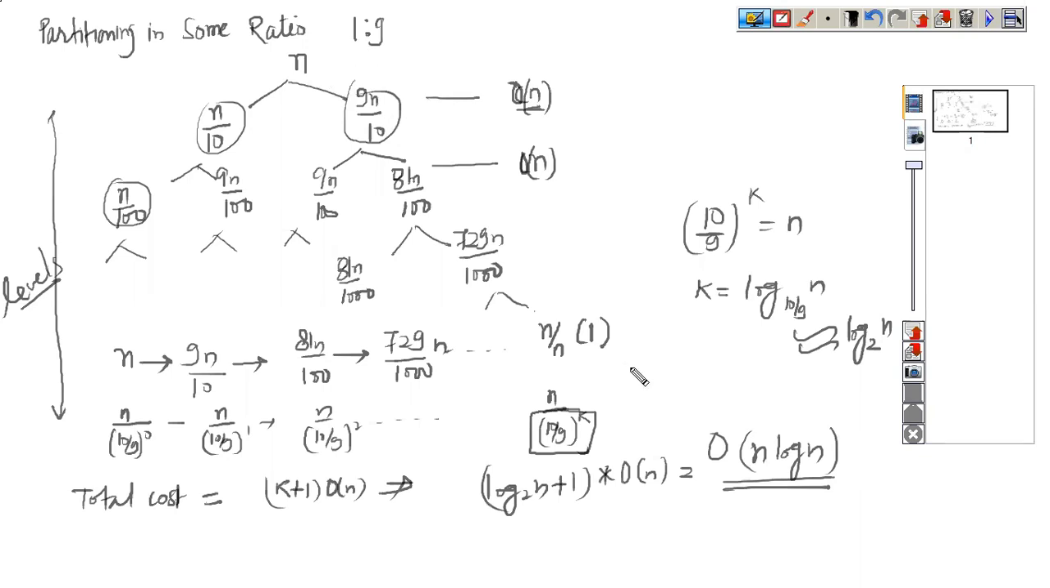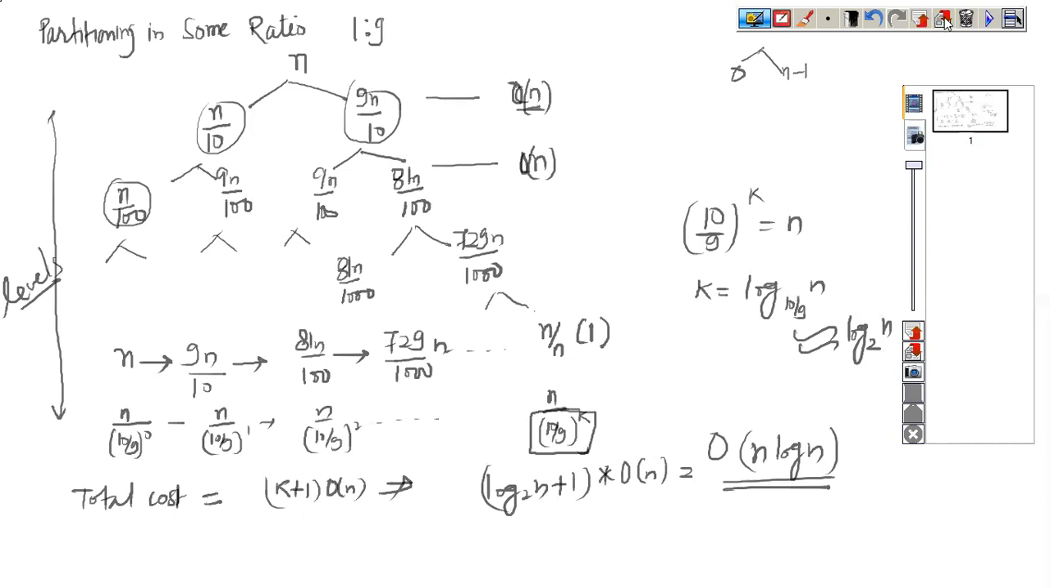So to conclude, we can say whenever we are doing a partition in any ratio, it will always give you n log n, except if your ratio is of this nature where you are dividing one side 0 and the other side n minus 1. This is one result that we are using in some numericals that I will show you now.